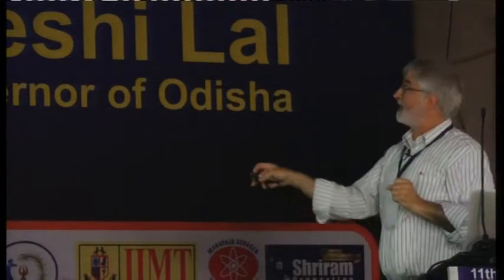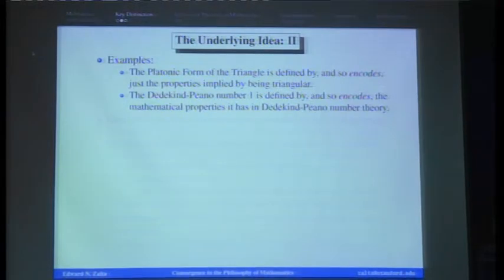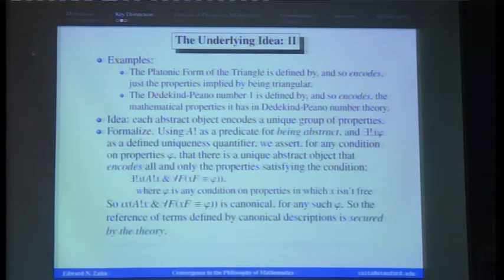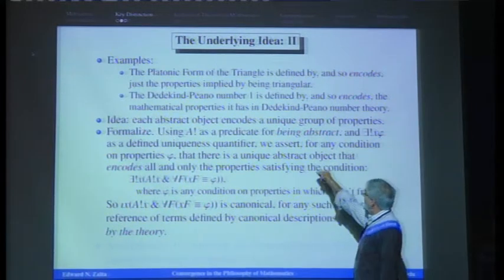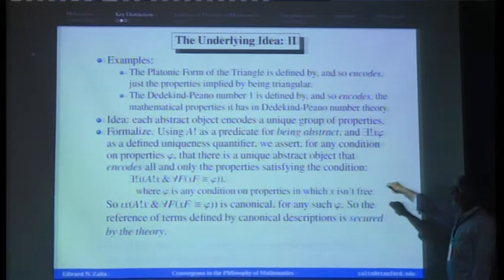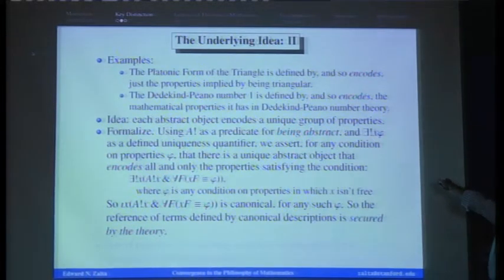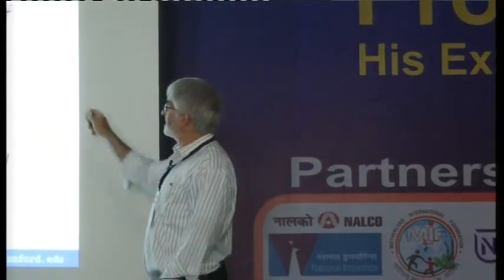Similarly, the Dedekind-Peano number 1 is going to encode its mathematical properties that are given by the axioms of Dedekind-Peano number theory. So each abstract object is going to encode a unique group of properties. And the way I formalize this is I take a predicate for being abstract. This predicate here is the A with an exclamation point, and you read that x is abstract. And this backwards E with the exclamation point means there is a unique thing, x, such that phi.